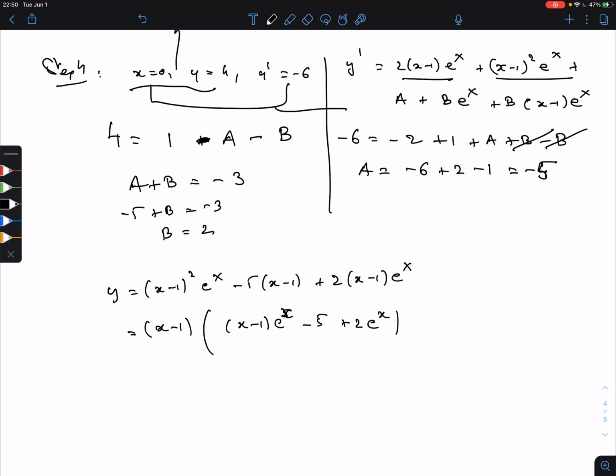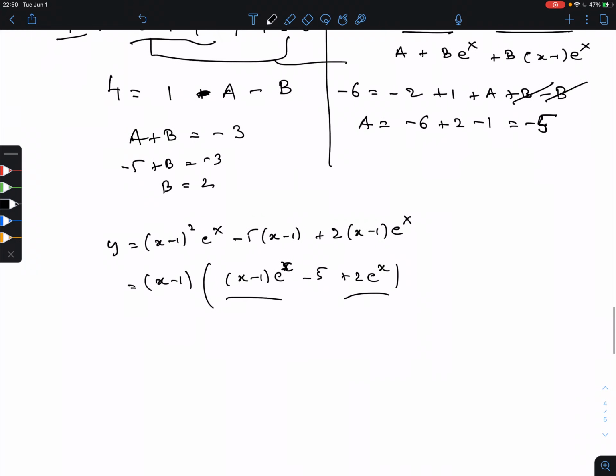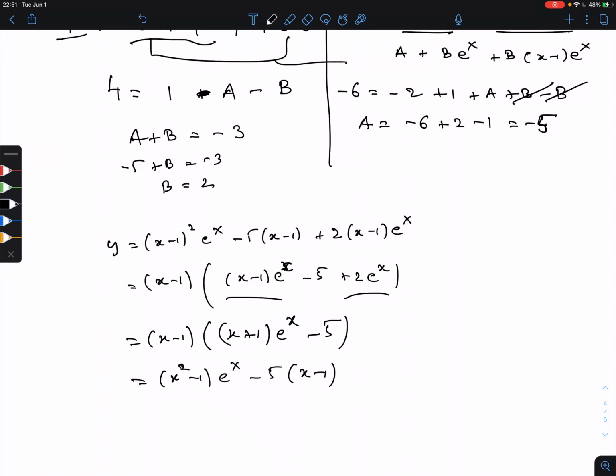Oh yeah, they have grouped it together in a different way. You're right, I should take these two together. I don't know why I didn't do that. That is x minus 1, and then we have an x plus 1 e to the x minus 5. So that's the same thing. In the textbook, they expanded this again, and it becomes x minus 1, then x plus 1 is x squared minus 1, and minus 5 x minus 1. So you see each of these forms are correct, and they're just different ways of simplifying.